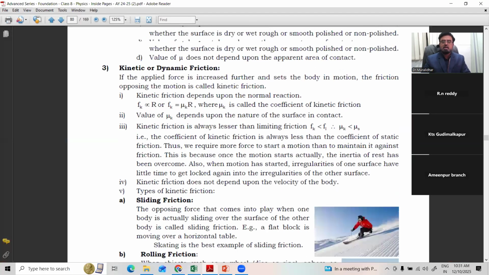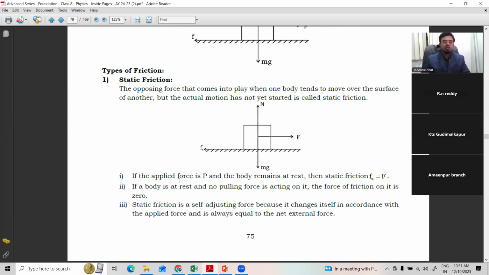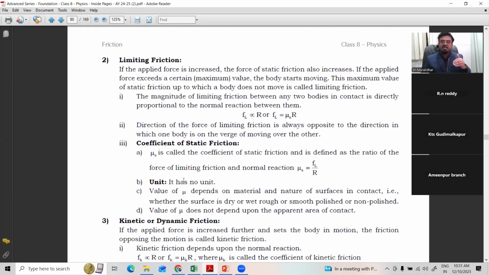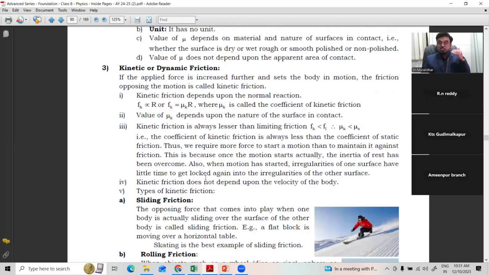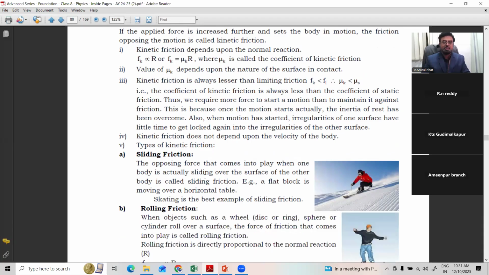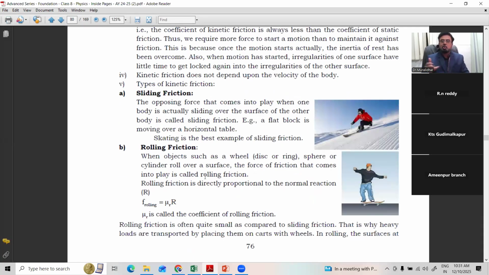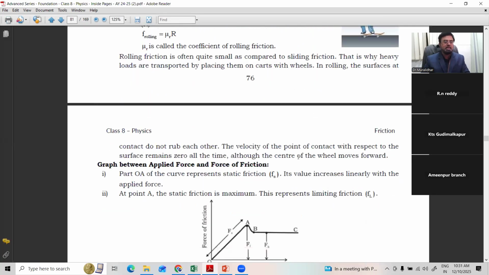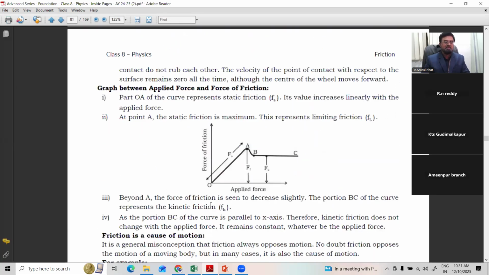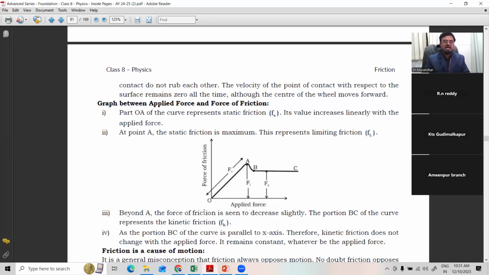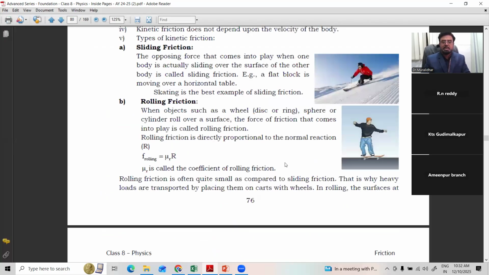So these are the kinds of frictions, three kinds you can say. One is static friction. Beyond the static friction, when the force applied is more than the friction and the body is ready to move, that maximum friction is called limiting friction. When the body starts moving, the friction is called kinetic or dynamic friction. And that kinetic friction can be either sliding or rolling. Rolling is less compared to sliding. See the graphical representation: from O up to here is static friction. Then when the body starts moving, this is the limiting friction. Then the body slides, that is sliding or kinetic friction. That we'll discuss in the next class, right?